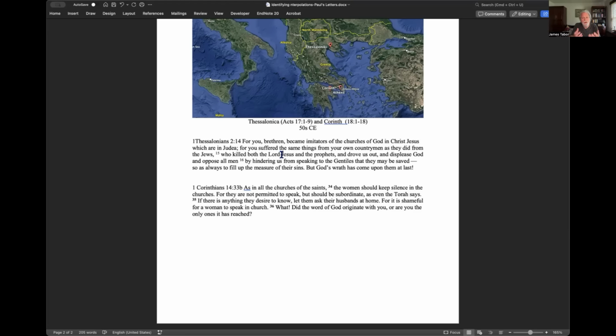They're being brought into a form of faith in the one God of Israel and salvation, because Paul believes the apocalyptic wrath of God is coming soon. So what is the problem with these Jewish opponents of Paul and of the movement? They hinder us, and he's talking specifically about his work, his ministry, as it's sometimes called, speaking to the Gentiles that they may be saved.